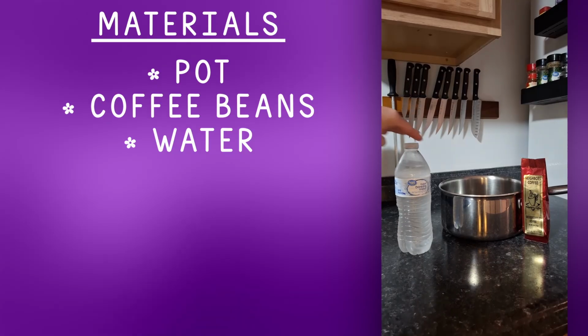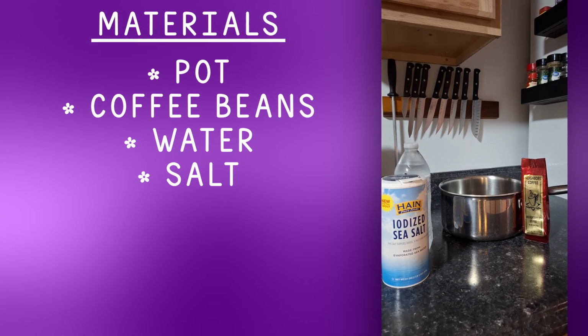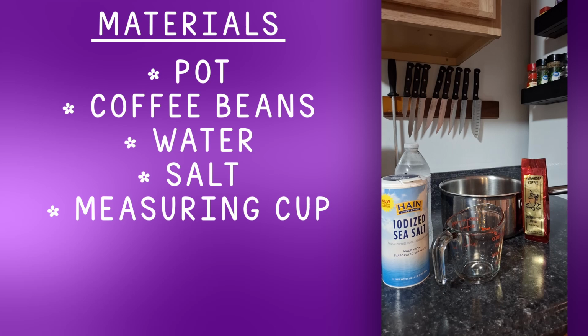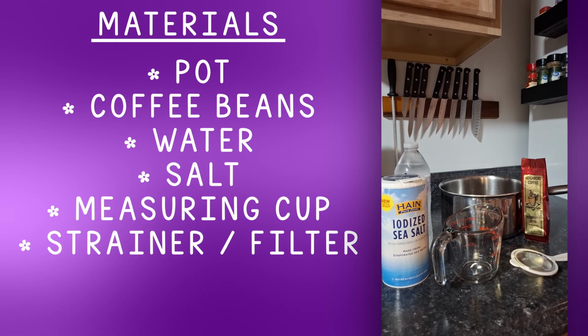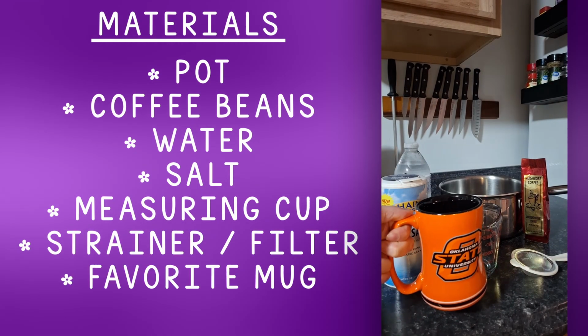Some things you need today to do our Cowboy Coffee are one pot, your coffee beans of choice, some water, a pinch of salt, a measuring cup, a strainer or coffee filter, and then of course your favorite mug of choice. To start off our Cowboy Coffee, we need to measure out 2 cups of water. We need to add a pinch of salt. Next, we're going to need 1/4 cup of your favorite coffee beans.